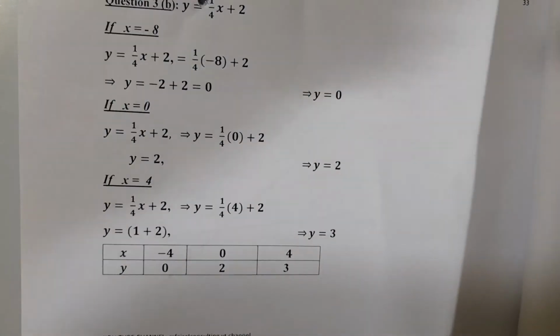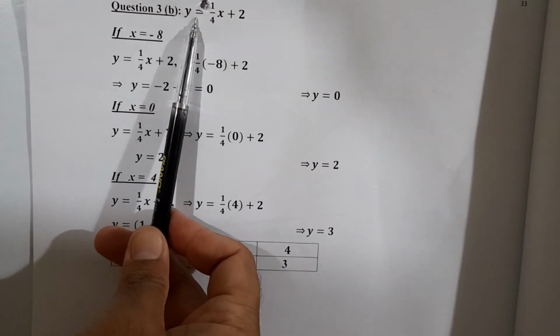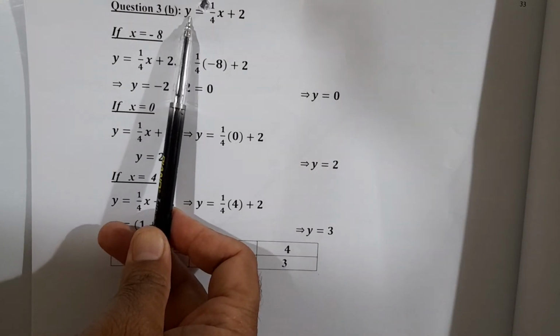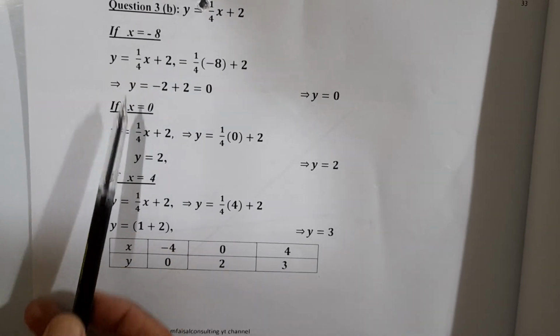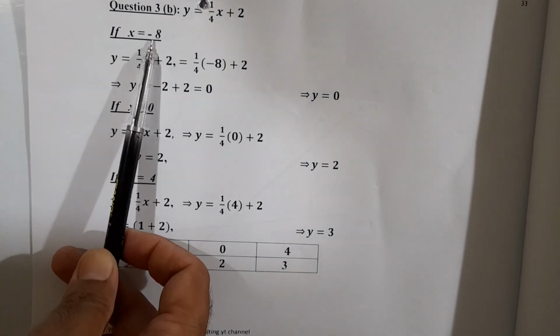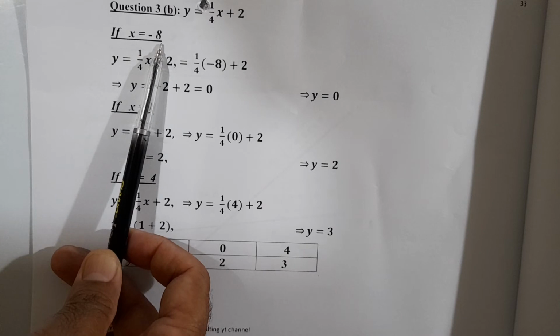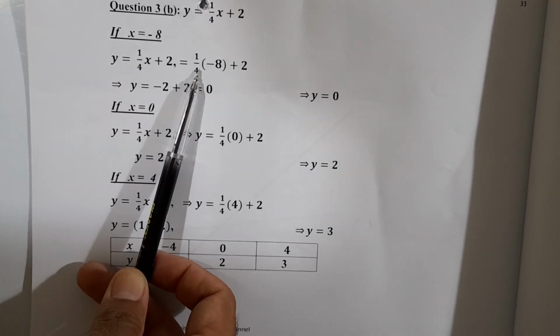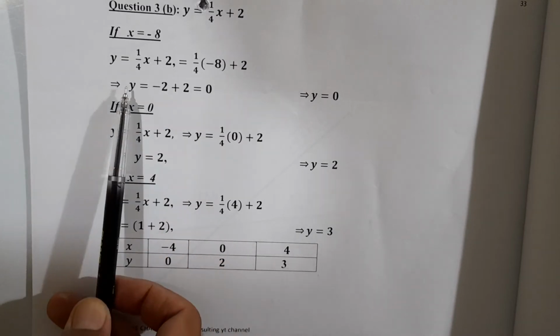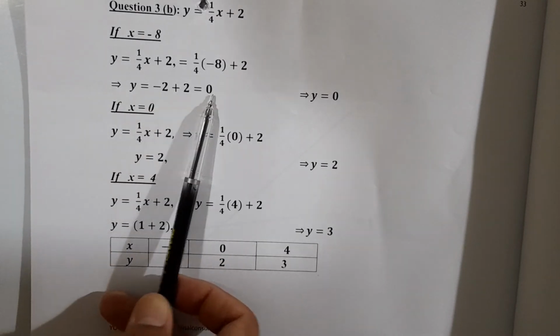Now moving to question number 3, part B. We have the equation y is equal to 1 by 4x plus 2. We'll be putting the value of x as minus 8, 0, and 4. Then we'll be putting x as minus 8. So in this equation, y is equal to 1 by 4 into minus 8 plus 2. So y is equal to minus 2 plus 2, which is equal to 0.